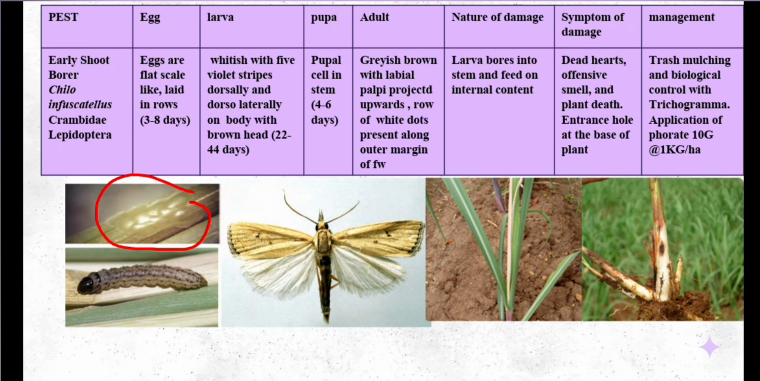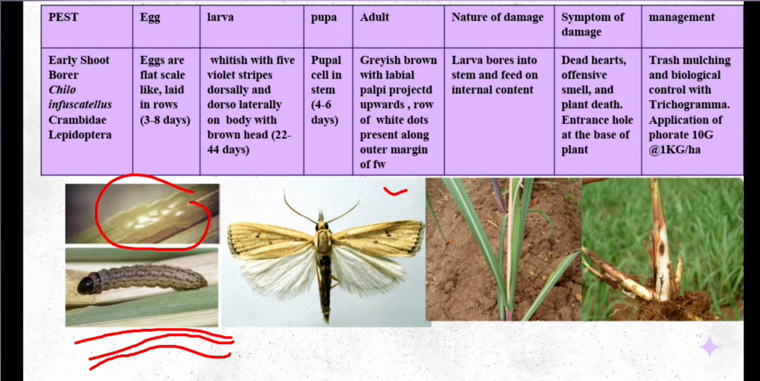Here you can see on the larva in the image there are lines like this, dorsal and dorsolateral lines. So 5 violet stripes are present on the larval body. Coming to the pupa, as it is a borer, pupation will take place inside the stem and the pupal period is 4 to 6 days. And coming to the adult, here you can see the adult, which is grayish brown or straw color with labial palpi projected upwards.